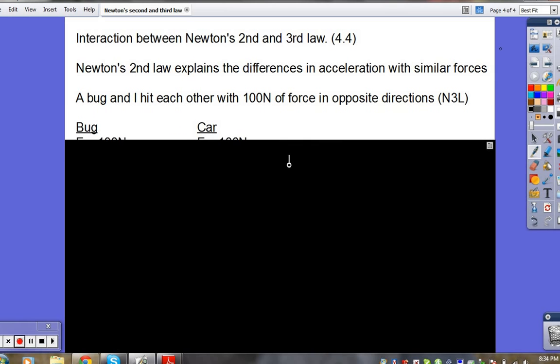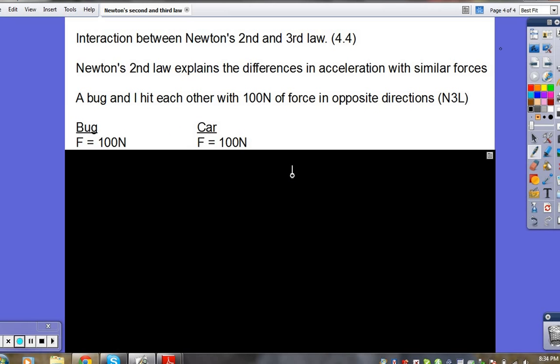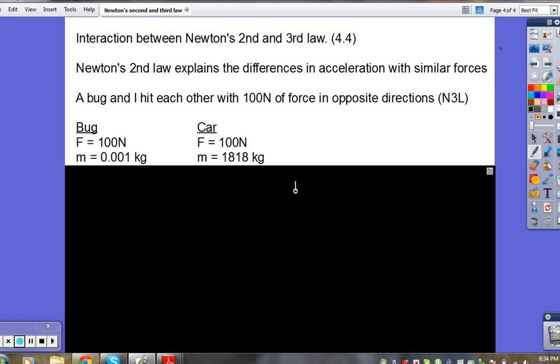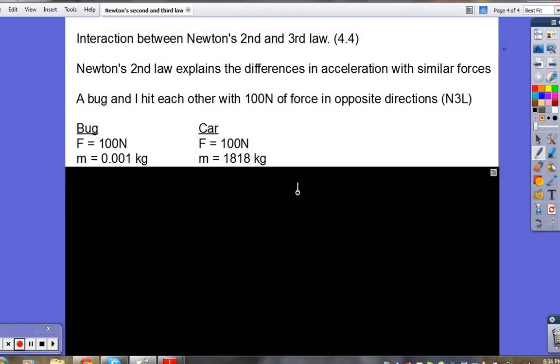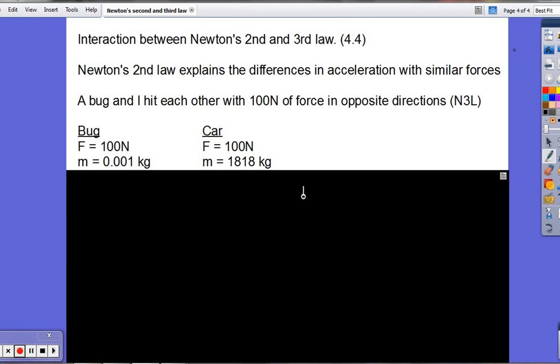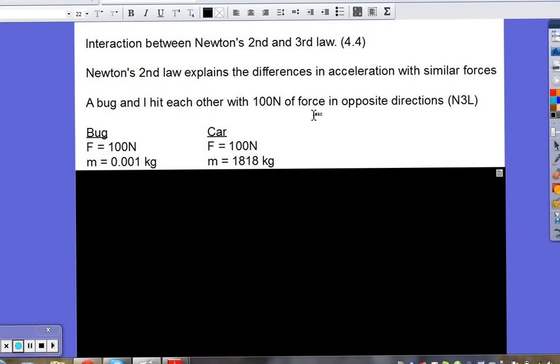So let's break this down. Let's look at what we know. We know that the force on the bug and the force on the car are both 100 newtons. We also know the mass of the bug. Let's say this bug is 1 gram, which would be about the mass of a paperclip. Quite frankly, that's probably generous. That would be a pretty big bug, but let's make the math easy here. So we're going to say 1 gram, which is 0.001 kilograms. And as we calculated in the Newton's second law video, let's say a 2-ton car has a mass of 1,818 kilograms. So now let's bring in Newton's second law.